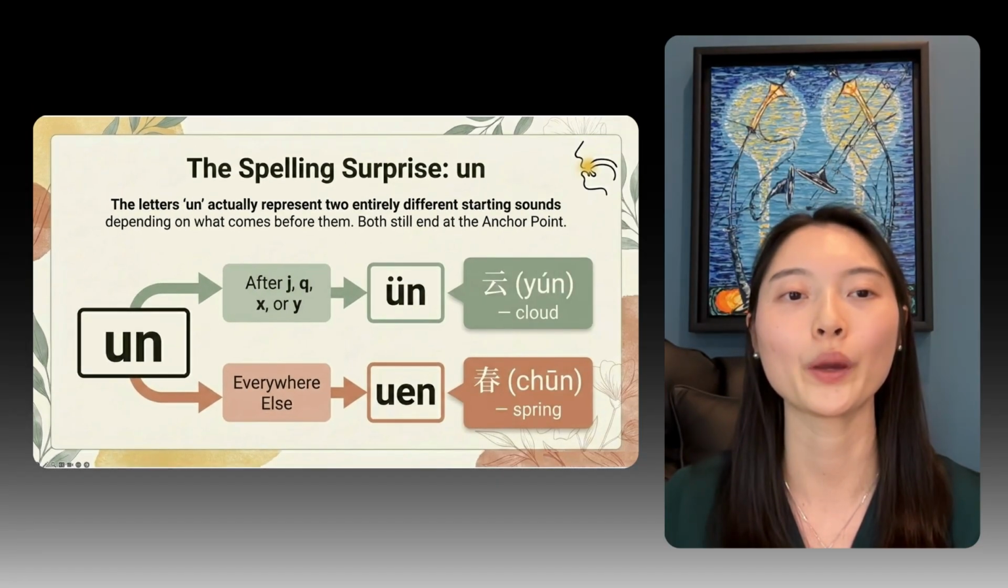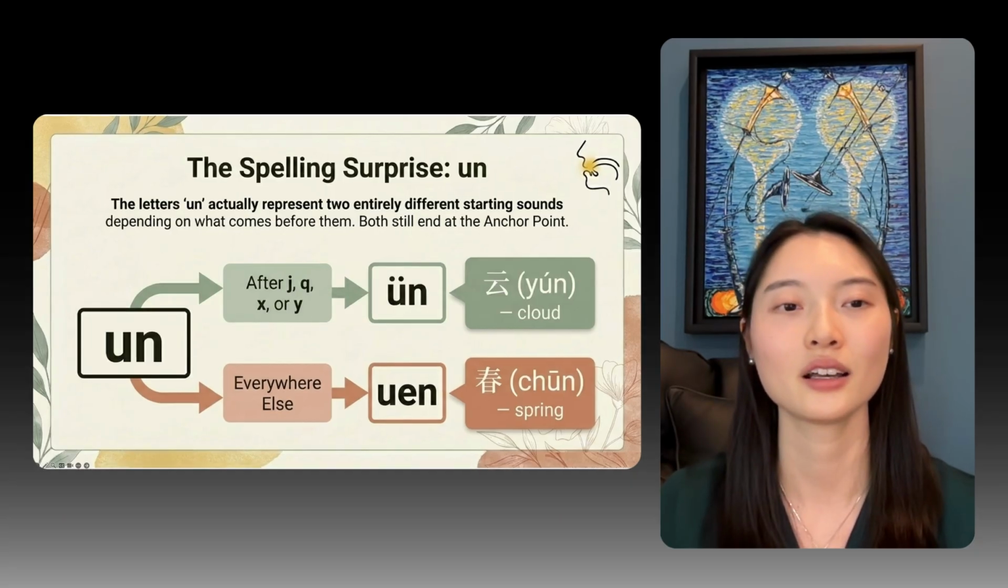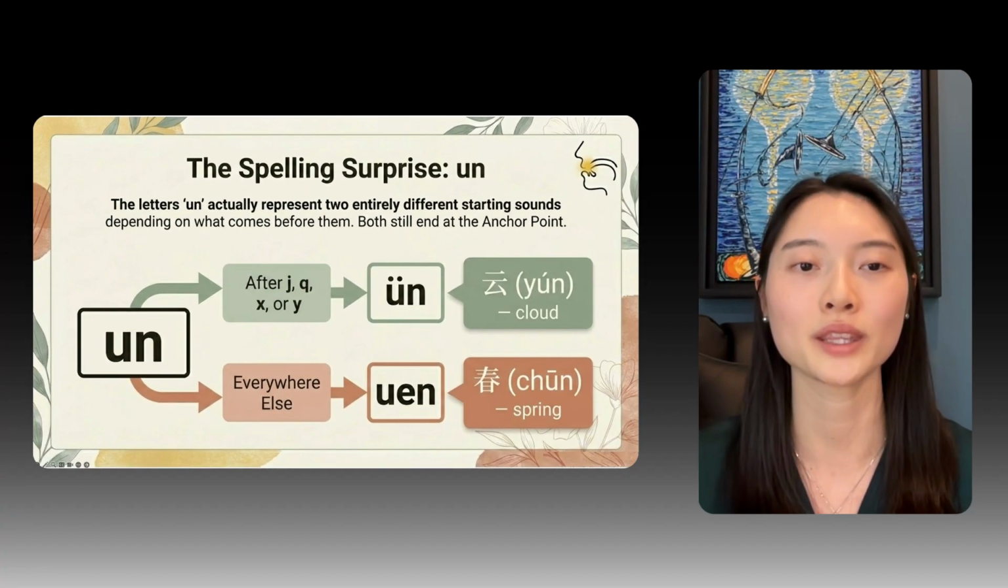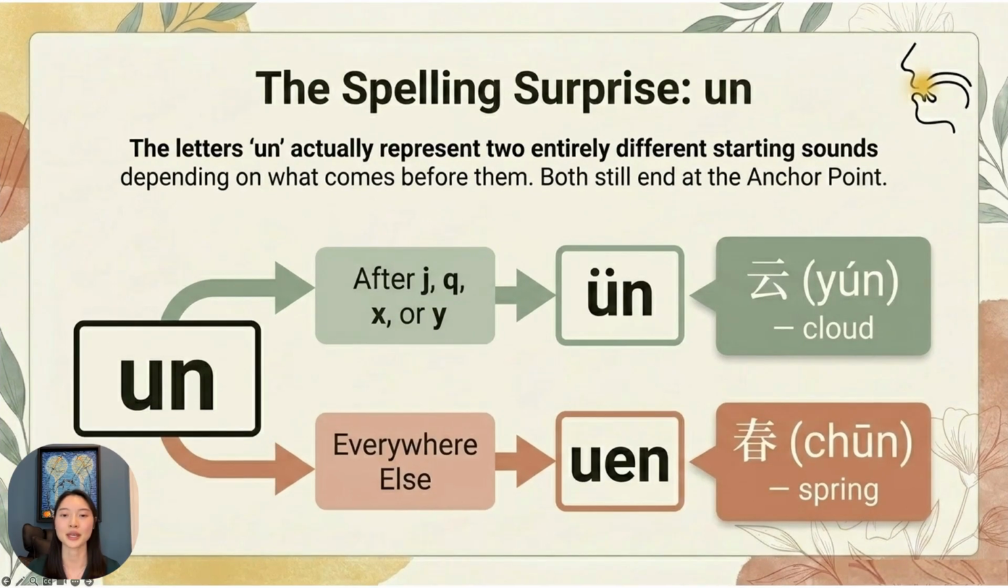Yun, yun. Elsewhere, when you see un, it is wen with the e in the middle omitted. Start with u, lips rounded, glide through a brief e, then end with n. Wen, chun. Both end the same way.